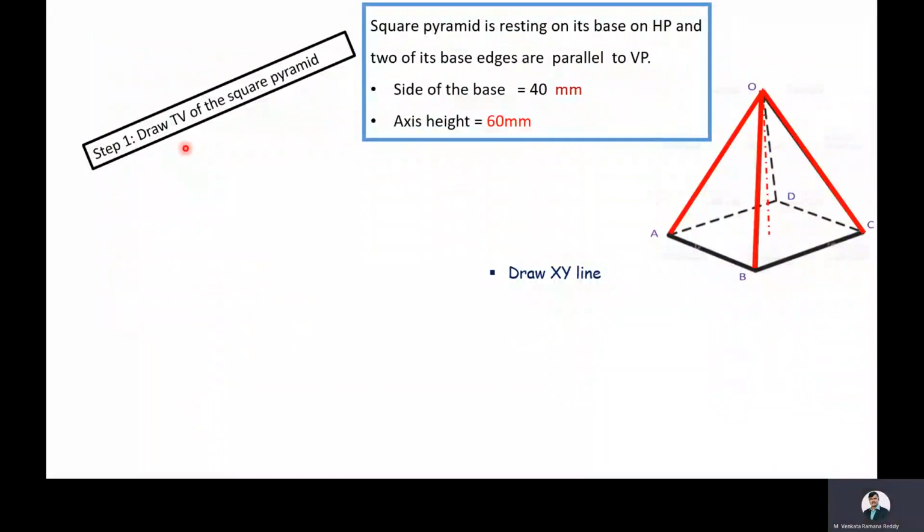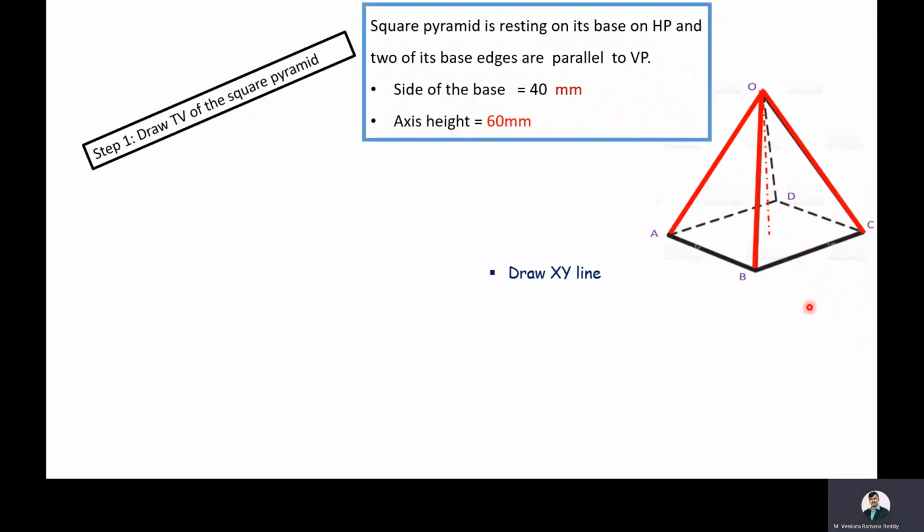Now we are in first step solution, that is drawing top view as well as front view of the square pyramid. Under this, first we'll draw top view, then we'll move towards drawing the front view of the square pyramid. Here in the problem it is mentioned that the square pyramid is resting on its base, say A, B, C, D on HP with two of its base sides, say AD as well as BC, are parallel to the vertical plane.